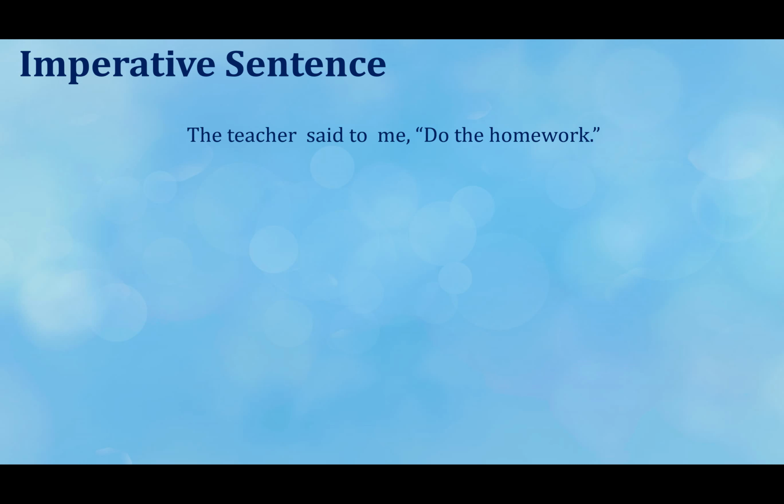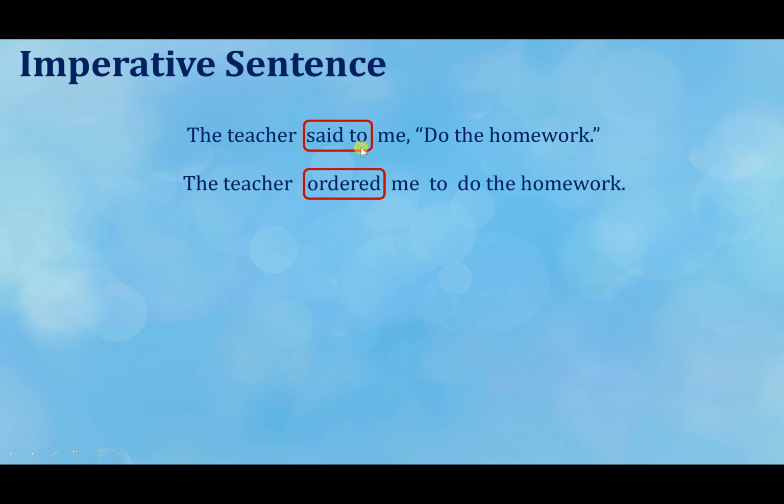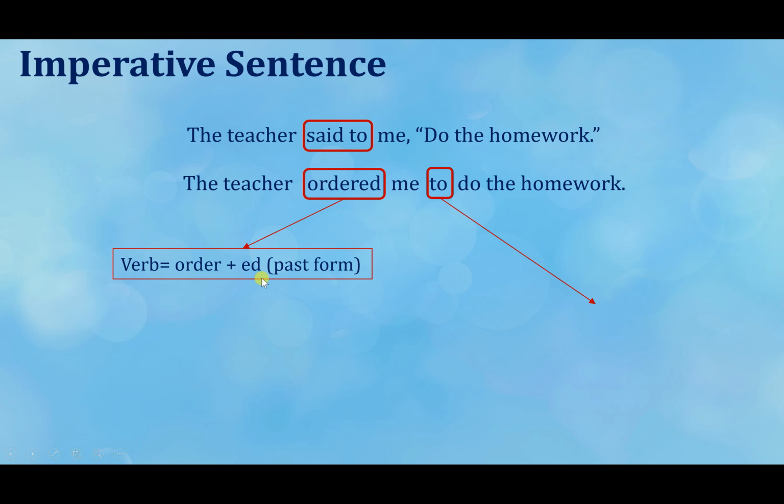If you go through this sentence, you will see that it indicates affirmation and starts with the verb, like: do the homework. So the answer will be, the teacher ordered me to do the homework. Now look at the changes. For said to, we have used ordered. Why have we used ordered? Because it is the verb which you have to change, just adding ed to make it past form.